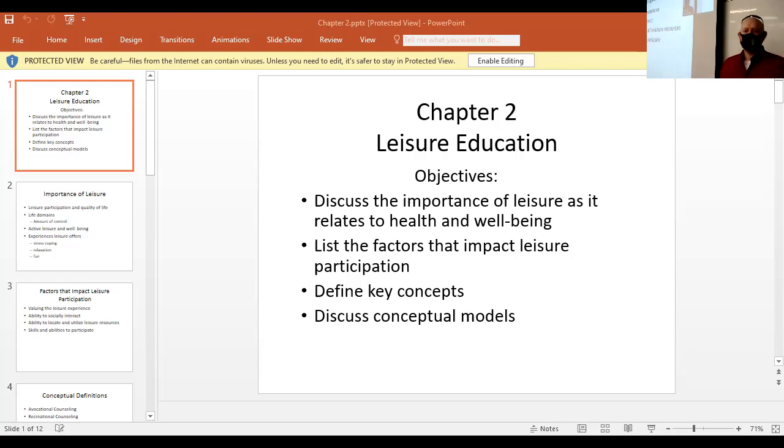The ability to locate and utilize leisure resources. If someone is very low income, that could play a role. They may not be able to join the YMCA and get into an exercise program. They may not be able to go bowling. I mean, some people are on very, very strict monetary guidelines. Some people don't know what's out there.